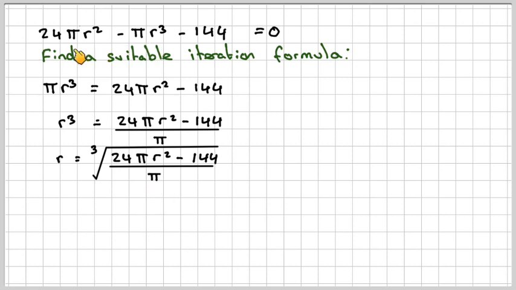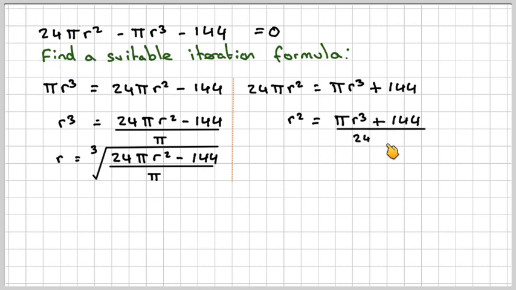And then I'm going to do one with the 24 pi r squared. So I'm going to start with 24 pi r squared is equal to pi r cubed plus 144. Then dividing by 24 pi, I'm going to get r squared is (pi r cubed plus 144) over 24 pi. And then I'm going to get r is the square root of (pi r cubed plus 144) over 24 pi.